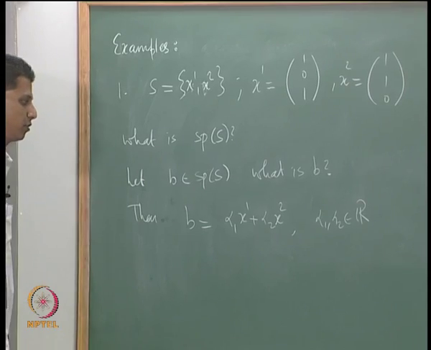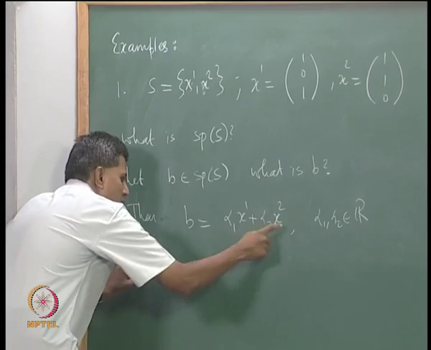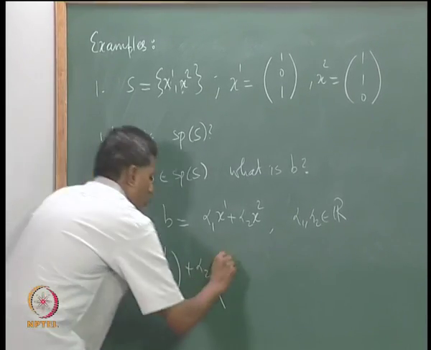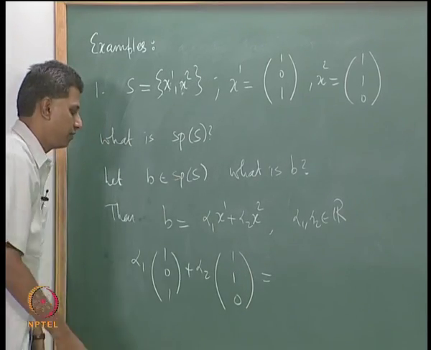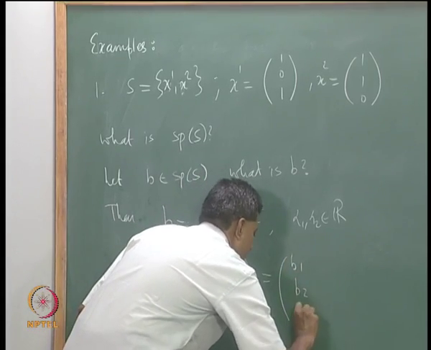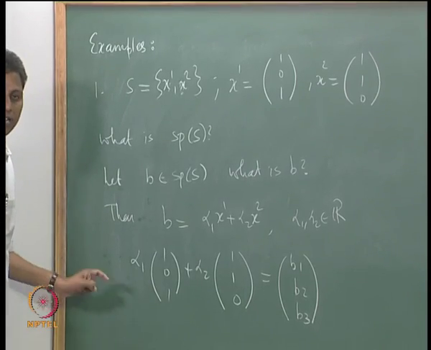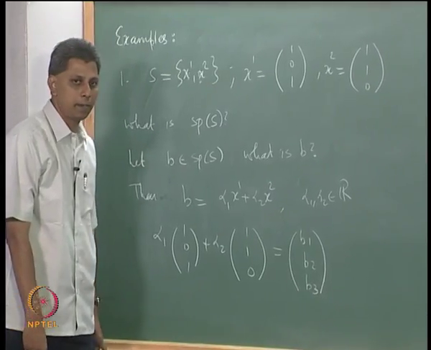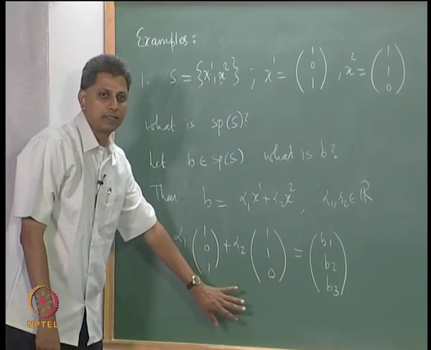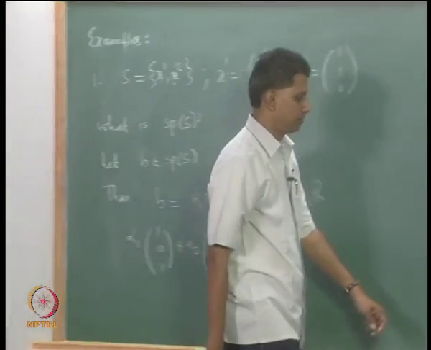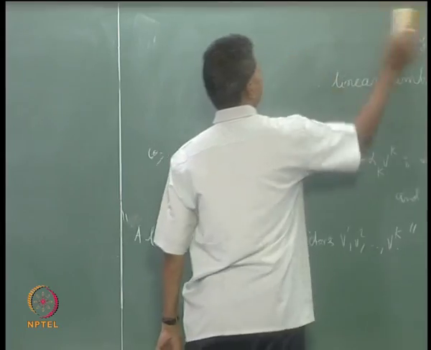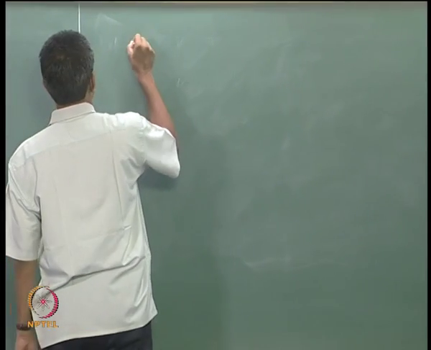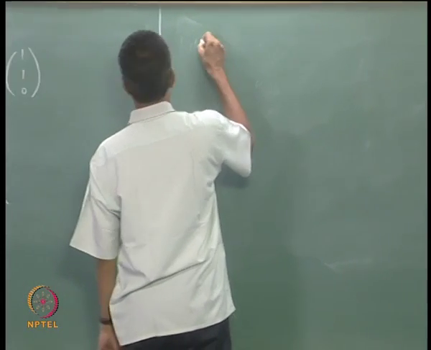Then familiar linear equations could be used. Alpha 1 x1 plus alpha 2 x2. Alpha 1 into x1 is 1 0 1 plus alpha 2 into x2, 1 1 0. On the right hand side I have the vector B. So it has three components, B1, B2, B3. Okay. Alpha 1, alpha 2 are arbitrary. What must be the conditions on these three numbers, B1, B2, B3, in order for B to be in span of S, in order for this equation to be satisfied? But this equation, you will see, is precisely the following non-homogeneous linear equation. I can write it as follows. Okay, can you see it is precisely this?